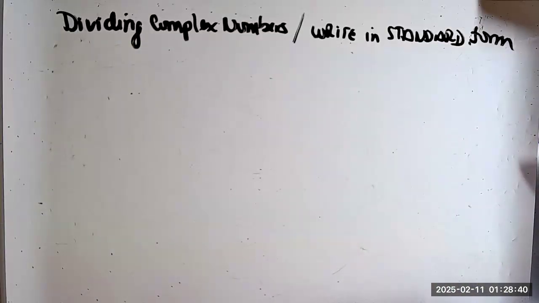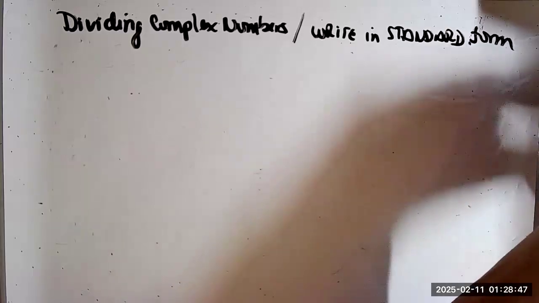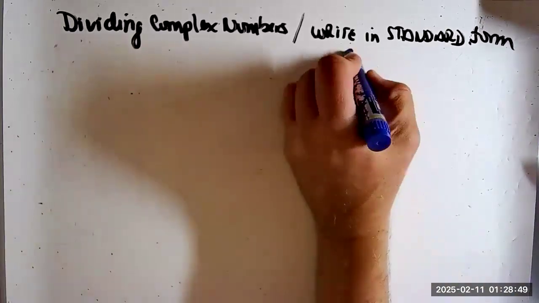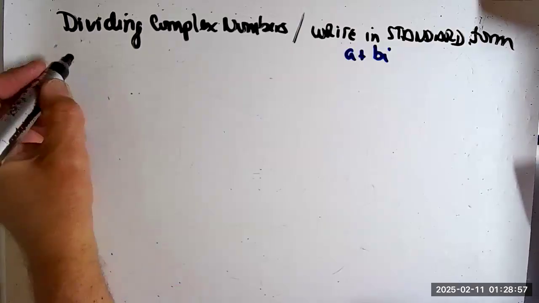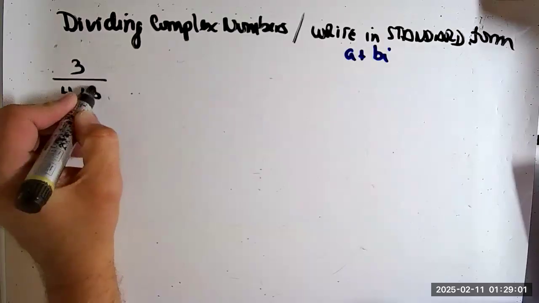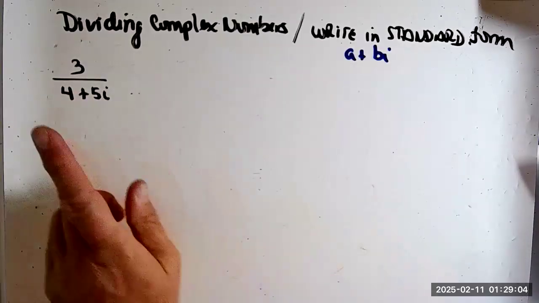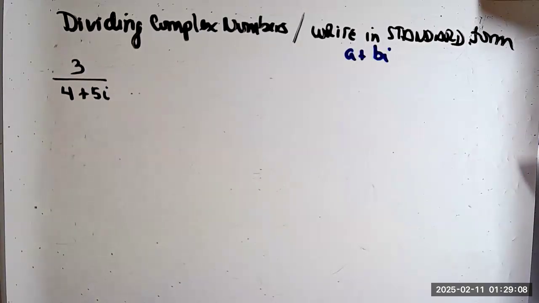Let's continue our discussions with complex numbers. This time we are going to divide complex numbers or write in standard form, namely, write it as a plus bi. So if I have the following, they ask us to do 3 divided by 4 plus 5i, I need to remove the i from the denominator. We don't like square roots, radicals in the denominator, especially if it's a negative one.